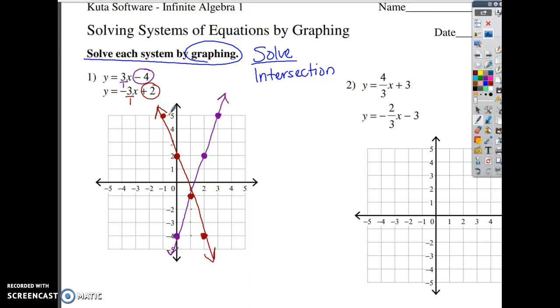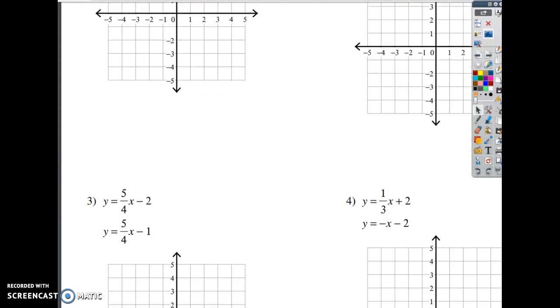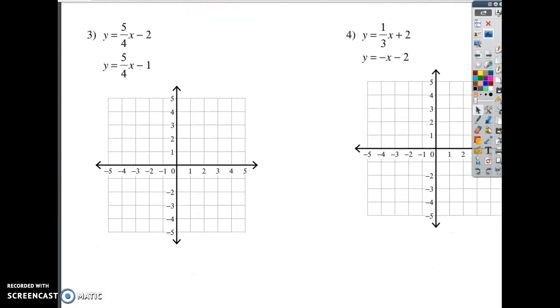And I want you to circle where they crossed. So they crossed right here at 1, negative 1, and that is your solution, 1, negative 1. Okay, so I want the graph, and I want the solution for all of them. Problem number 3. And I don't care if you use a calculator or not. Problem number 3.